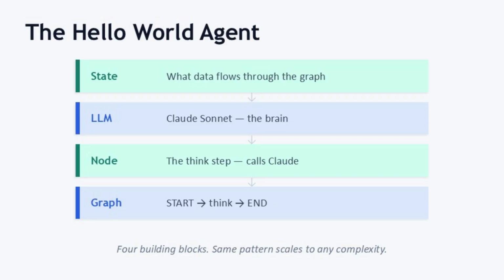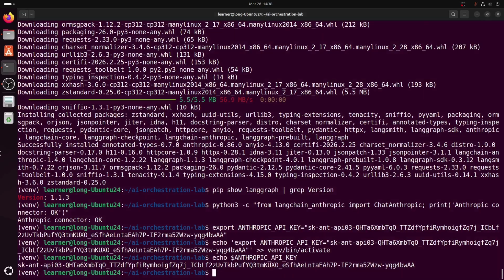Now for the fun part, writing the actual agent. The code has 4 sections: state, which defines what data flows through the graph; LLM, where we connect to Claude; node, the think step that actually calls Claude; and graph, where we wire it all together. These 4 building blocks are the same pattern you'll use for every agent in this series. Let's write it.